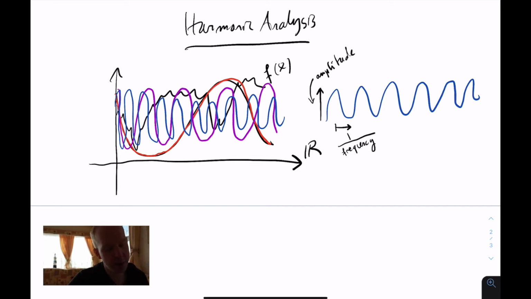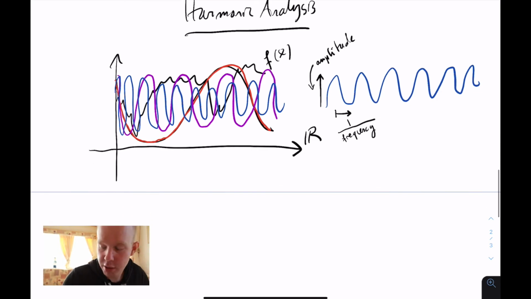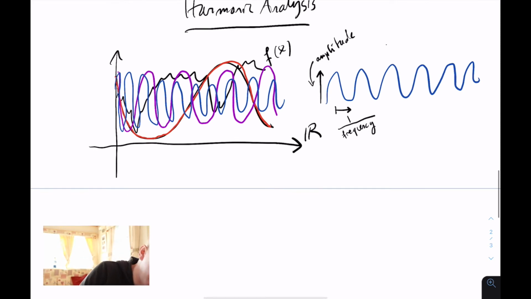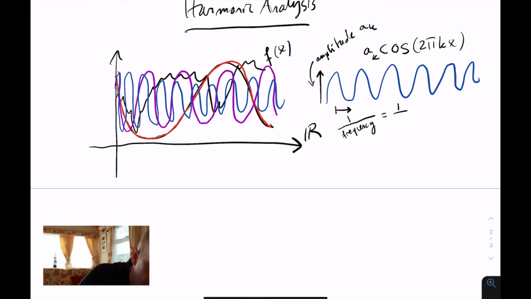This blue function is our wave into which we would like to decompose our function f. The typical functions you usually use in this kind of setting are, for example, cosine functions. You could think of this as some function cosine of 2 pi k x, with some amplitude a_k. So amplitude a_k, and the frequency would be, let's say, 1 over k, if you define k to be the frequency. These are the types of functions you want to consider in this notion.